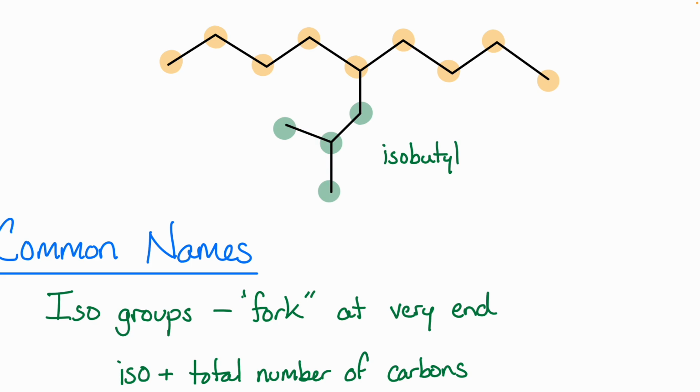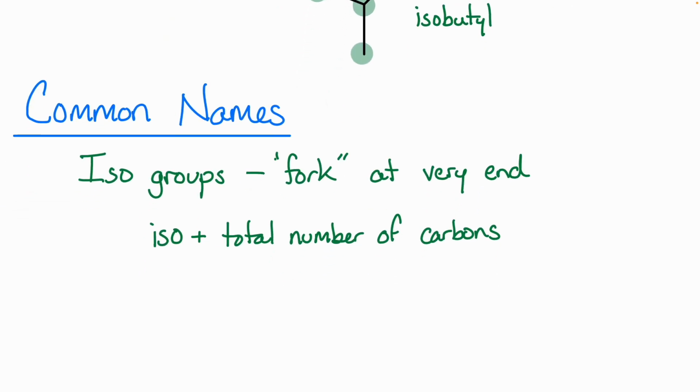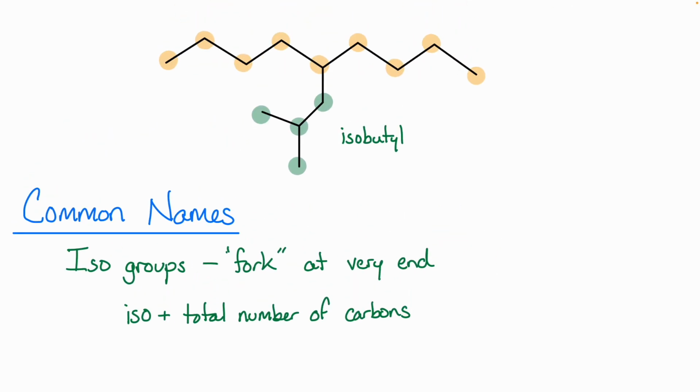For the ones that have a special common name, you can use that common name just like any other substituent name. So we could call this thing here, 1, 2, 3, 4, 5, this would be 5-isobutylnonane.